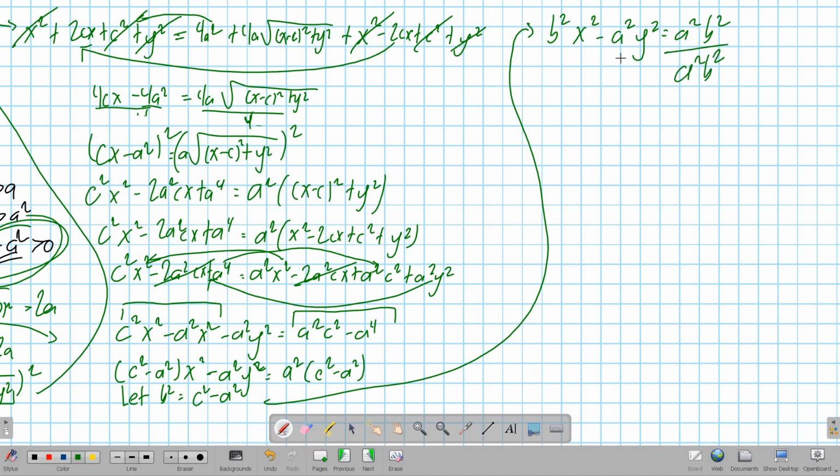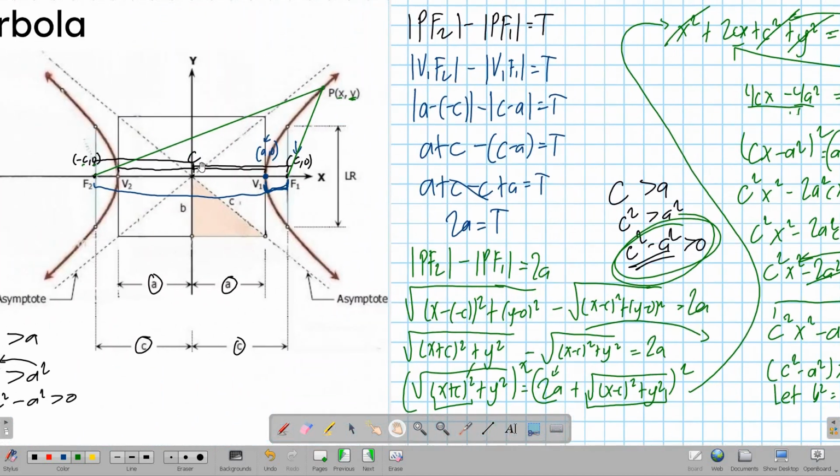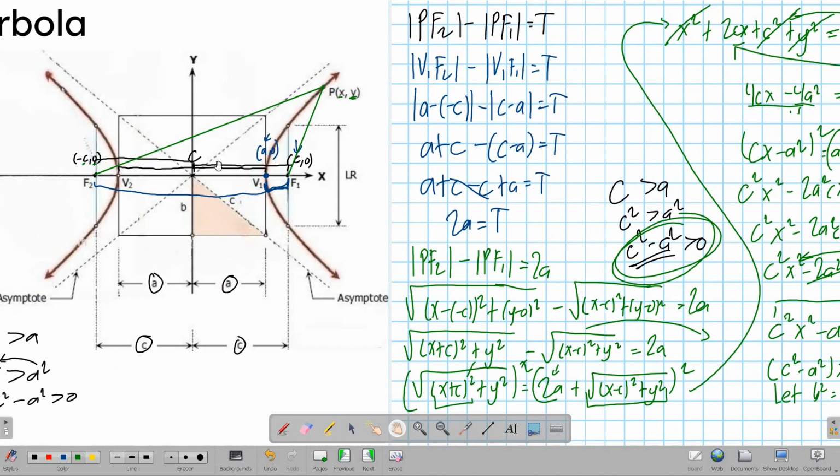We now divide both sides of the equation by a squared b squared. We can see here that b squared gets cancelled and this remains: x squared over a squared. Here, it's a squared that gets cancelled and this remains. So therefore, minus y squared over b squared is equal to 1. And this is the standard form of the hyperbola with, if we're going to look back at its figure, center at 0, 0, and the hyperbola opens sidewards.